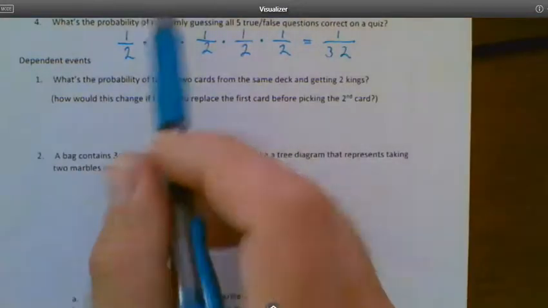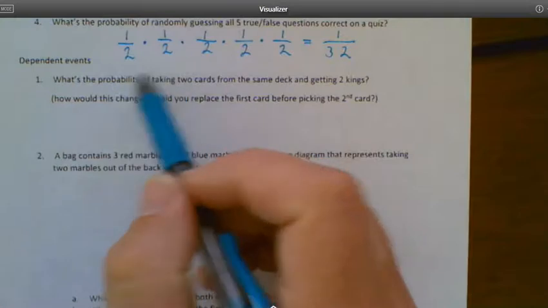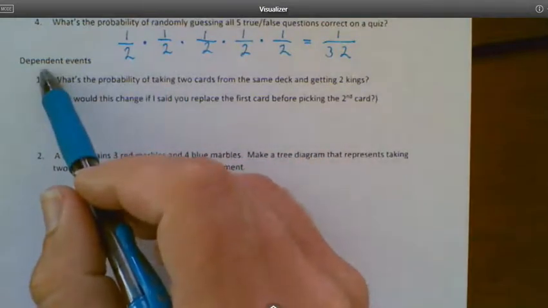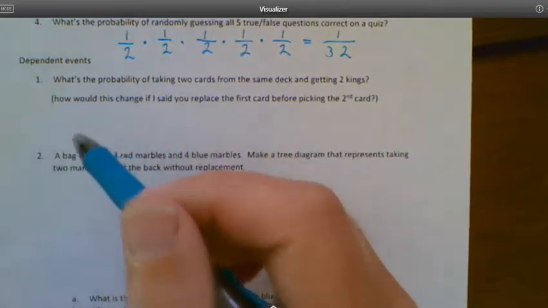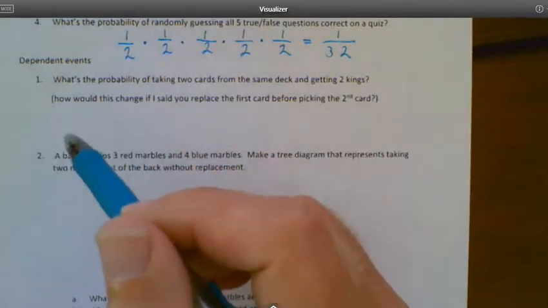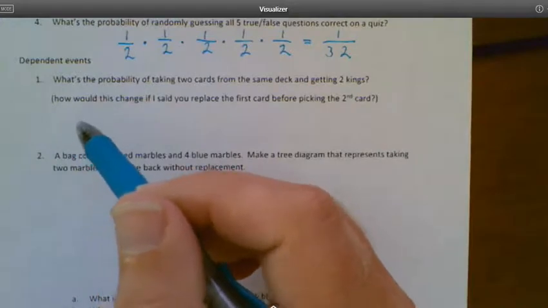So we still multiply these together, even if it's dependent events. You just have to make sure you set up your fractions properly. So when you set up your second fraction, you have to take into account what happened in the first fraction, or what happened in the first event.